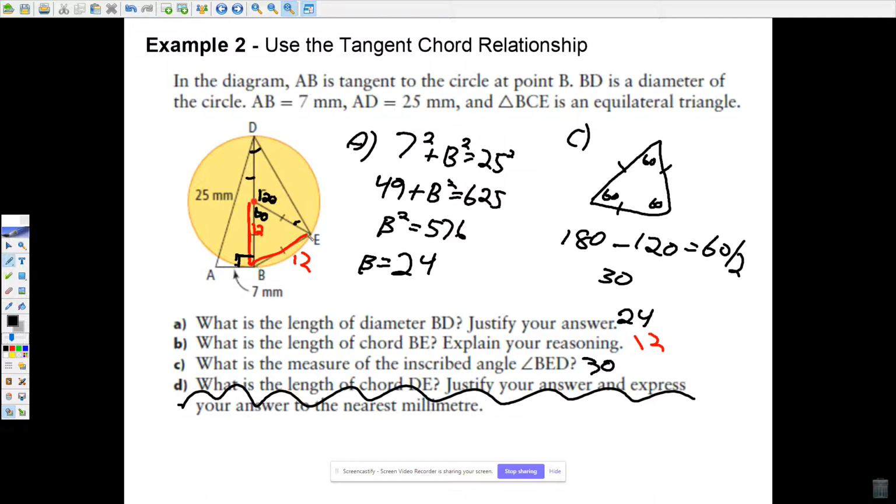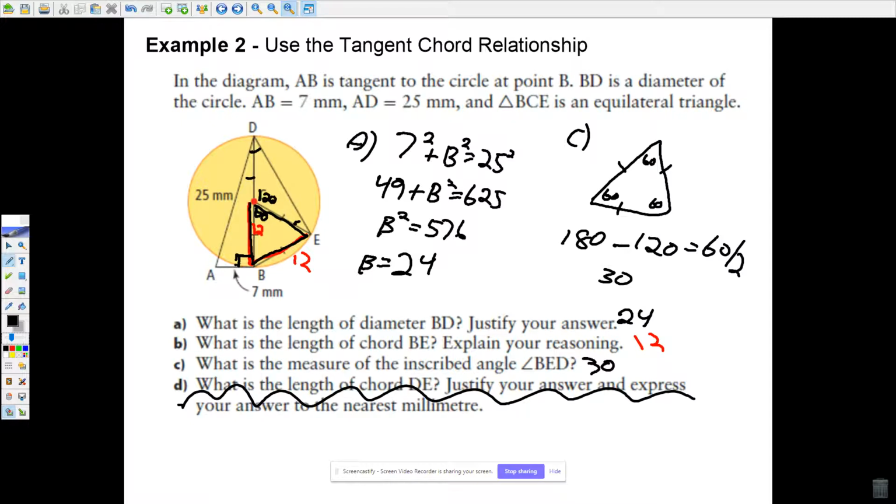The next question is, what's the length of chord BE? Well, BE is right here. We can see at first glance that BC, which is the radius, is 12 because that's half of 24. And then we know that this triangle is an equilateral triangle because all of the sides are equal. So if this one here is 12, then BE must be 12 as well.